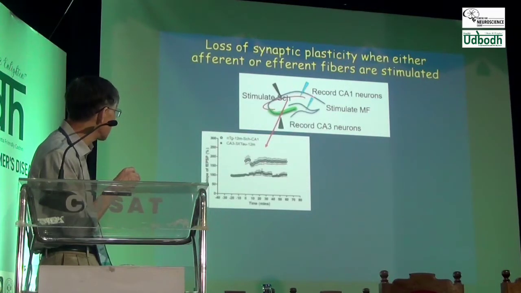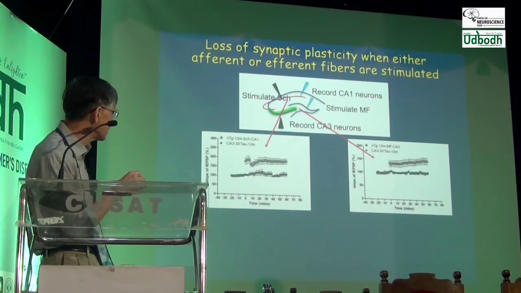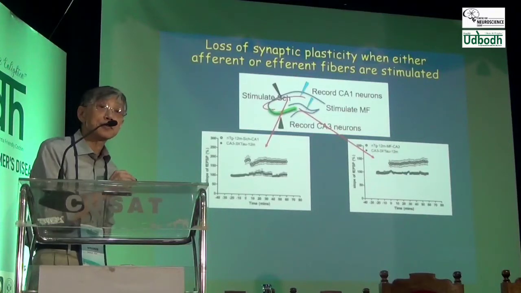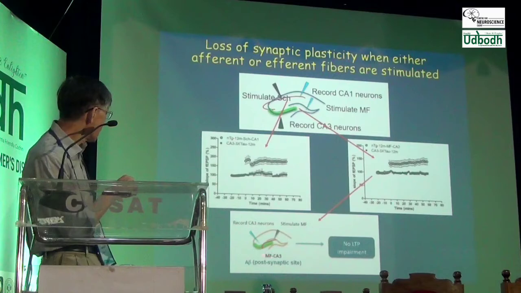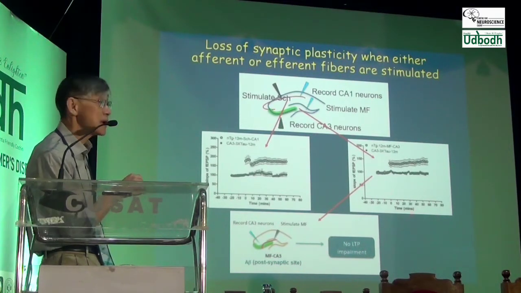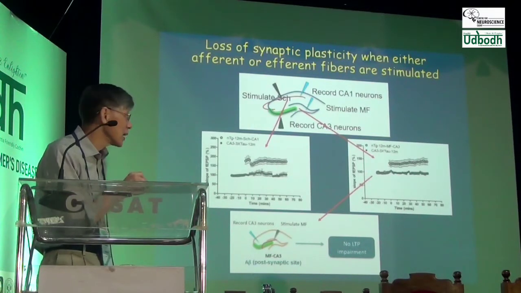When you stimulate the outflow, just like what I showed you, there's reduction in LTP. When you stimulate the afferent, there's still reduction in LTP. So this is different from the APP setting, which is here. When we stimulate in APP mice, there's no LTP impairment. So tau animals behave very differently.